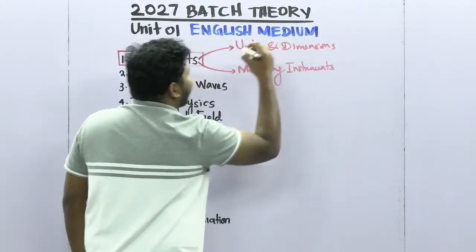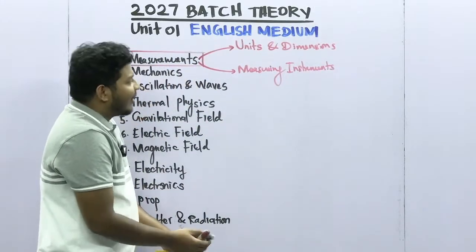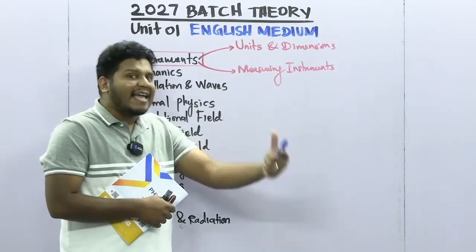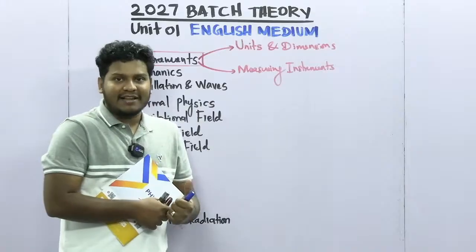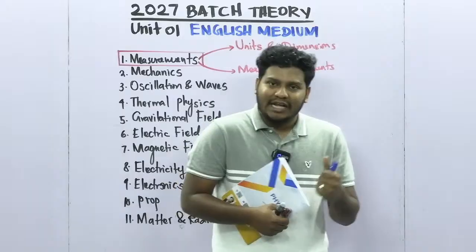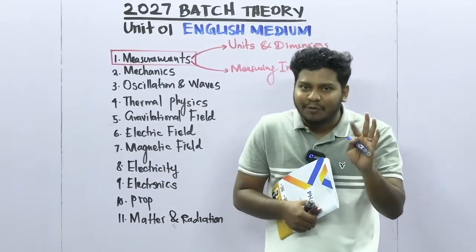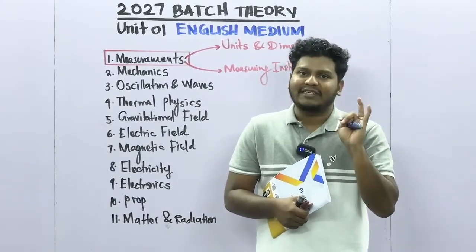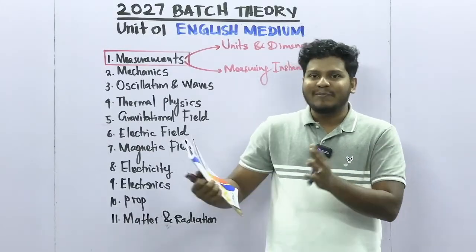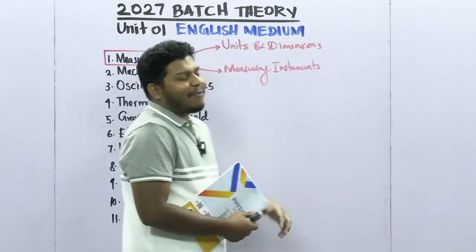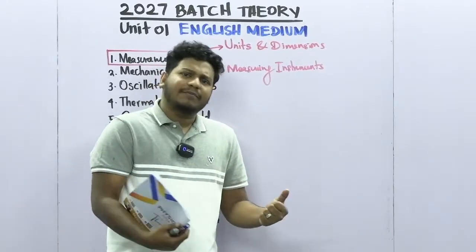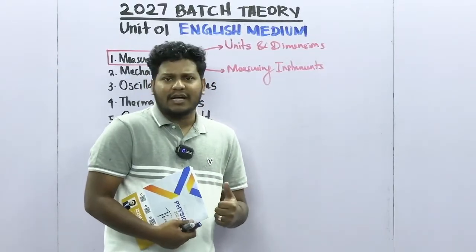The second one is measuring instruments. In units and dimensions, we will study the units and the dimensions. In measuring instruments, we will study different kinds of measuring instruments: vernier caliper, micrometer screw gauge, spherometer, and moving microscope. These are the main four measuring instruments. Apart from those, we will also study the stopwatch, measuring tape, and those kinds of theories.